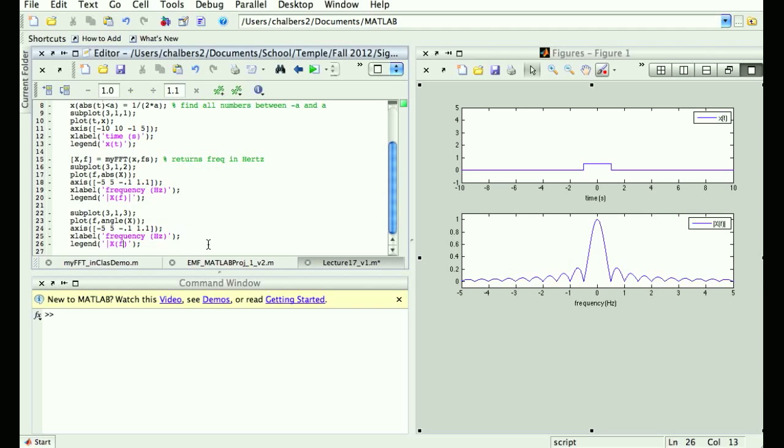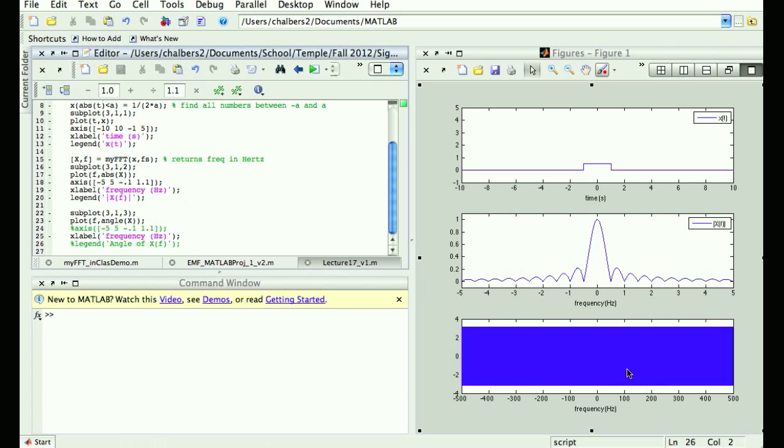I'm going to hold off on messing with the... Oops, I left something out here. That should be the magnitude of f of x. And let's just hold off on that for a second, too. Wow! That's kind of cool. Should we zoom in a little bit? X lim minus 5 to 5. Let's zoom in at the same frequency.